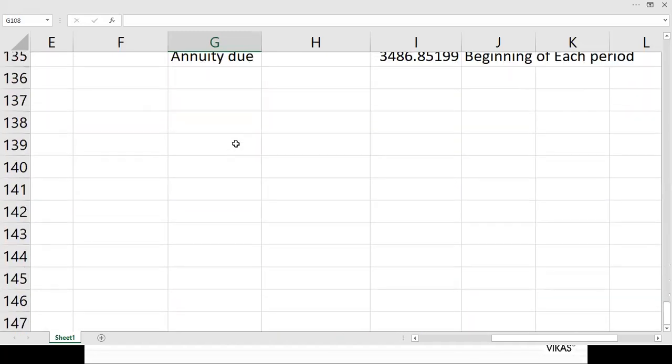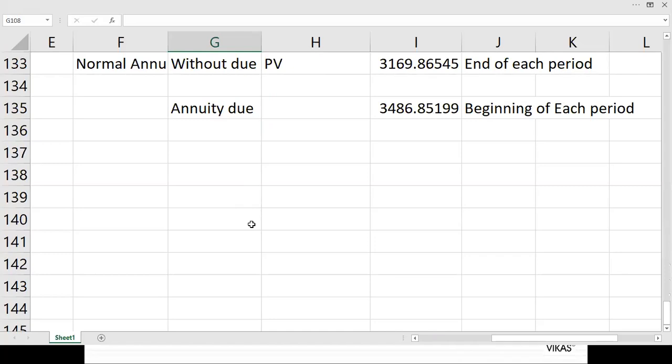Then we will move to the next. Power cut, I think. Future value of an annuity example, 4.375.